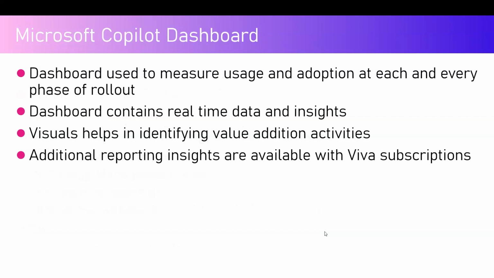Microsoft Copilot Dashboard. This is a Viva dashboard. It allows you to measure the usage and adoption at each and every phase of rollout. The dashboard contains real-time data and insights. It will help you identify the value addition activities and anything which is not adding value. Anything which is adding value, you need to continue doing. Anything which is not adding value, like too much meeting time, or if there is no free time for the user to work on a specific activity, or the user is spending more time in meetings, all those things can be tracked, and corrective action needs to be taken against those.